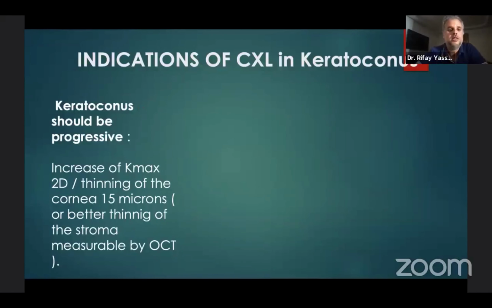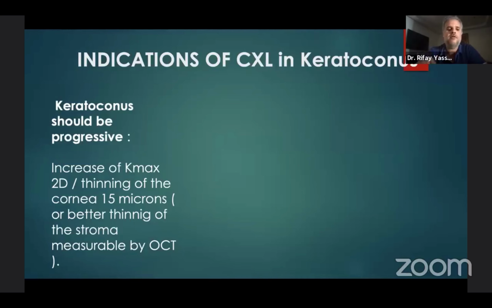Next, the keratoconus should be progressive. Cross-linking is not a treatment of keratoconus, but a treatment to halt the progression of the disease. If the disease is stable, we should not cross-link. There are a lot of criteria, and there is not a consensus now. We can say 2 diopters per year. In other papers you can find 1 diopter, even if 1 diopter is sometimes just noise of the machine, and a thinning of 15 microns in the same area.